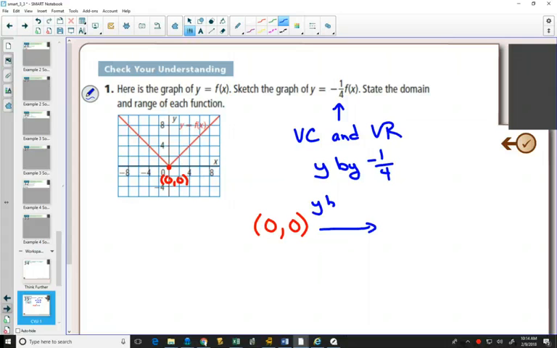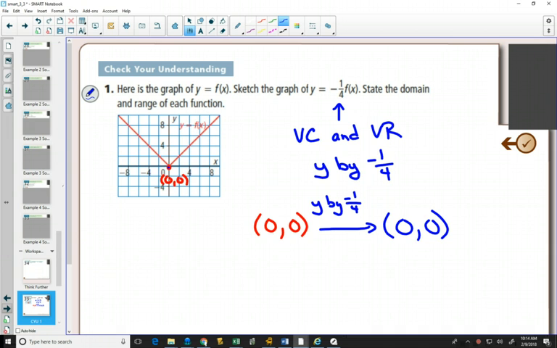So if I took the point (0, 0) from my original graph, and above this arrow I'm going to say what I'm going to do. I'm going to multiply by negative 1/4. Well, that one's really easy mental math. That's going to stay (0, 0). Now I need to choose some other points, because just having one point on my new graph doesn't really let me connect the dots very well. So I'm going to need some more points.